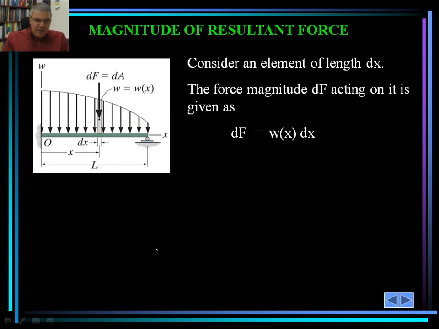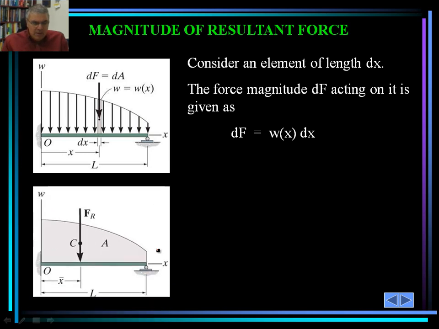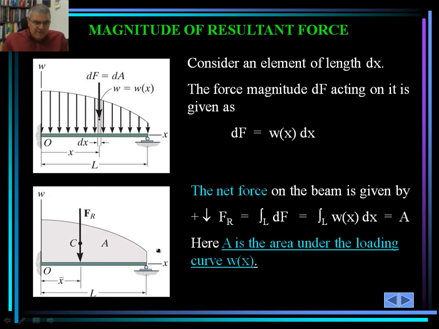This element is much smaller. What we use in this case is integral. We integrate that over the entire load. As such, we should be able to calculate F sub r, a resultant force. The net force of the beam is given by the integral over the length L in the x direction, W sub x d sub x.